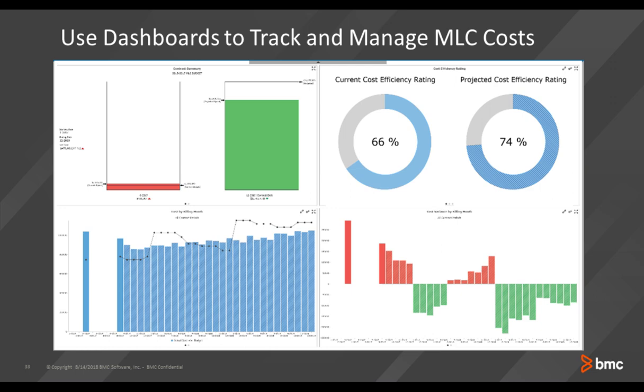And one of the ways to make sure it stays on track is with a dashboard. So in the case of MLC costs, this is a dashboard looking at the contract life, looking at projected, so the hashed bars are projected MLC costs, and we can see what's expected over the life of the contract and whether we're going to end up above cost or below cost, and whether we need to make some corrective action.